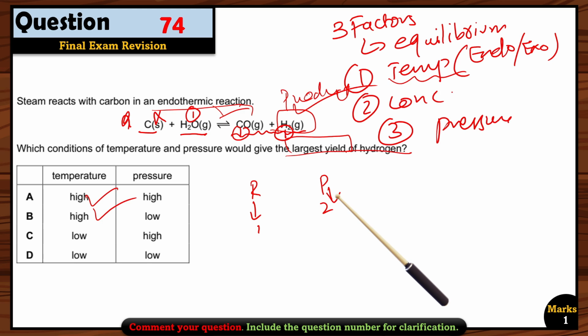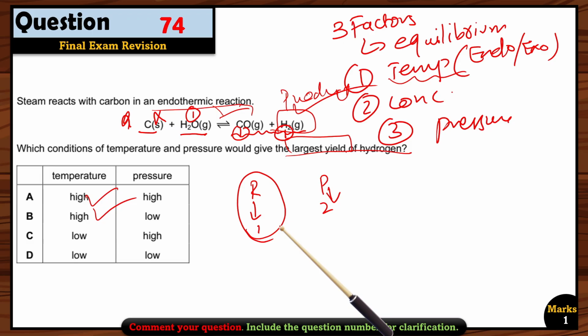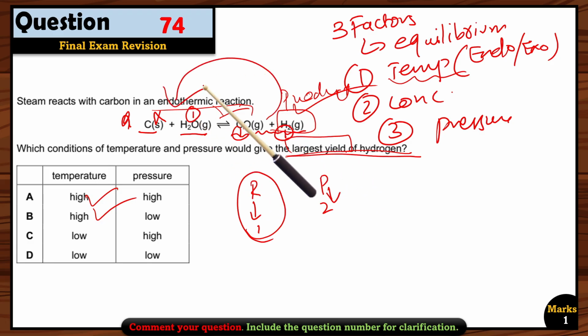So it means if you increase the pressure, increasing pressure always favors the side that is lower in number of moles. And which one is lower? Of course, your reactant. But we have to increase the yield of hydrogen, which is in the product. So you cannot increase the pressure, because if you increase the pressure, the equilibrium will shift towards the left side. Okay, so what will be the conditions now?